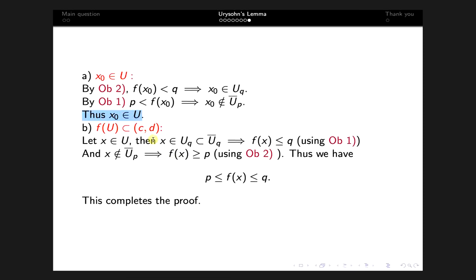Therefore f of little x belongs to the open interval (C, D), and x was an arbitrary point in U. Therefore f of U is a subset of the open interval (C, D), and this completes the proof.